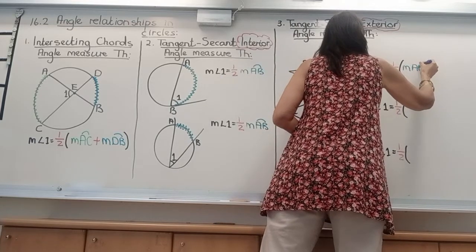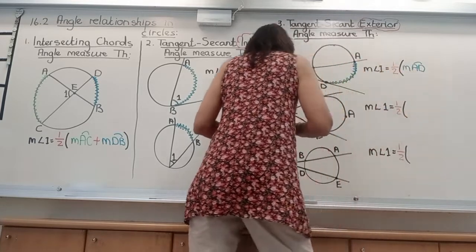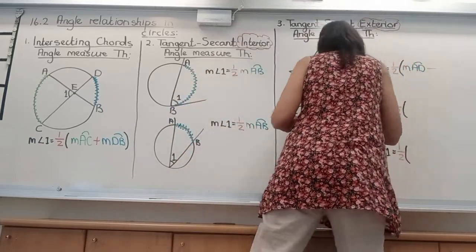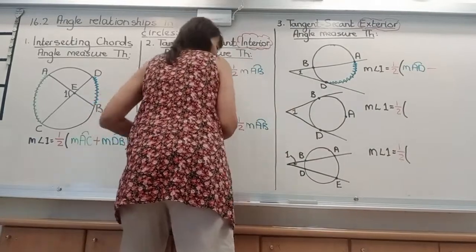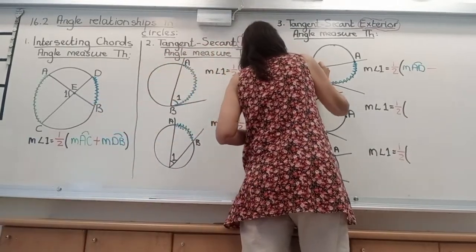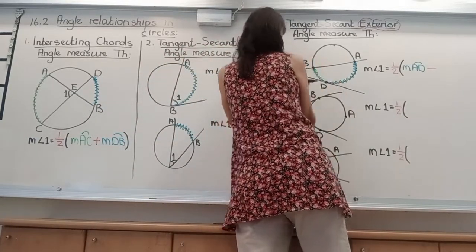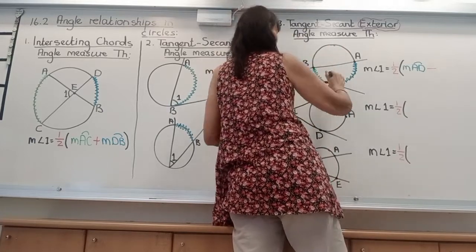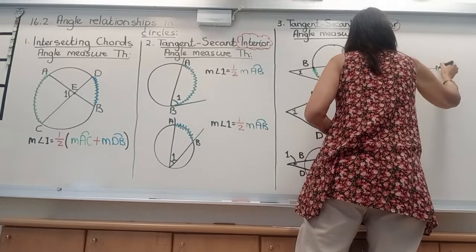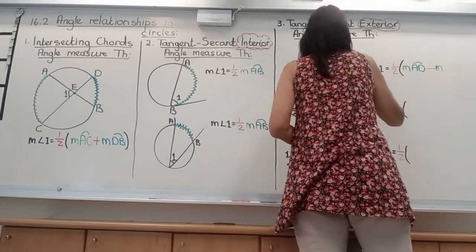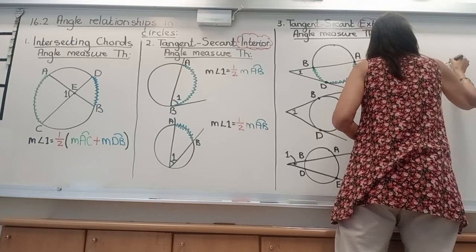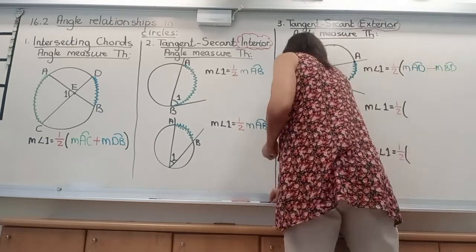And this exterior one, I must subtract this. That's also, every time it's the part that is included by that angle, subtract the measurement of the arc B to D. And I'm done.